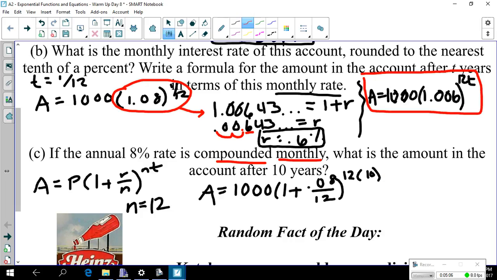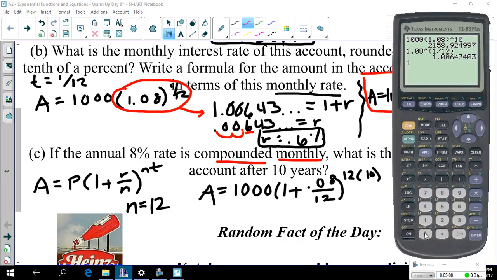Type that all in: 1,000 times (1 plus 0.08 over 12) raised to the 12 times 10 gives you $2,219.64.